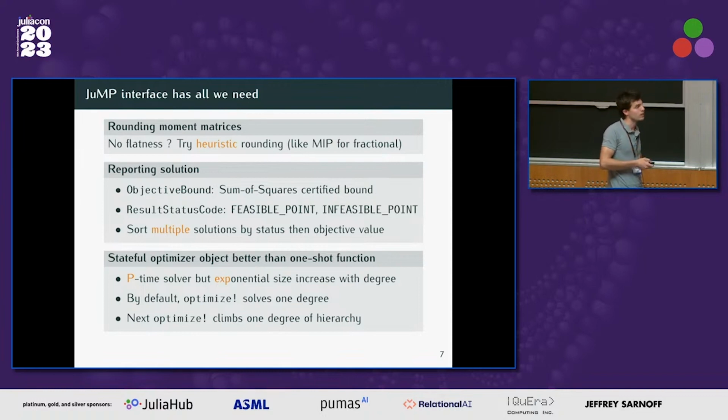But you can, and in the order of the solution, you can first sort by giving first the feasible, and then the almost feasible, and then the infeasible. And then among all the feasible ones, you can sort them by the one having the lowest objective value, for instance. So actually you don't need a custom interface for polynomial optimization. The JuMP interface is already exactly what you need.